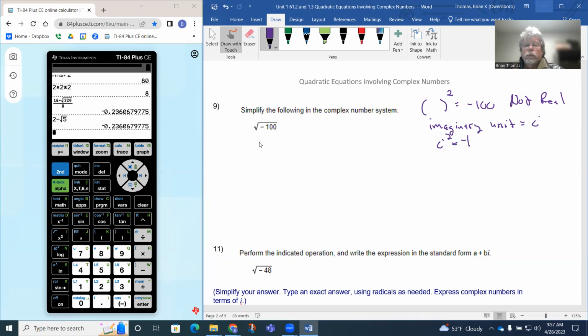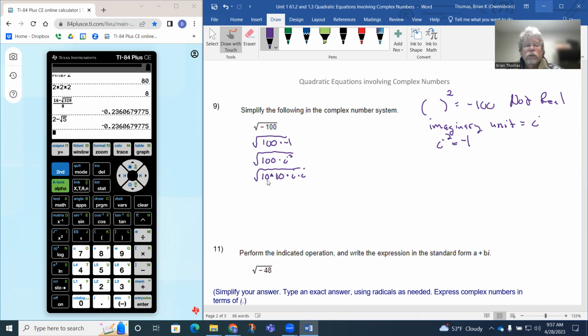So what I can do with this problem is I can change this to the square root of, I can change a negative 100 to 100 times negative 1. I'm allowed to replace the negative 1 with the imaginary unit, which is i squared. So this becomes 100 times this i squared. Notice that 100 is made up of two 10s, 10 times 10, and i squared is made up of two i's.